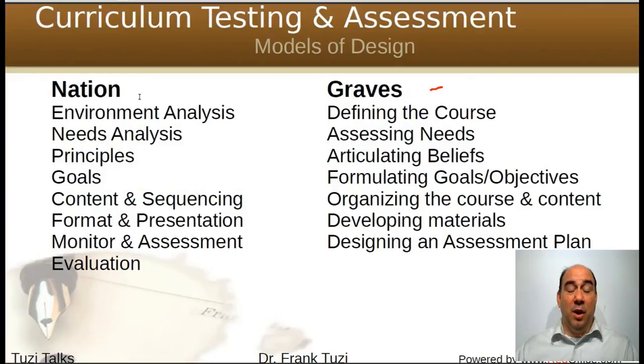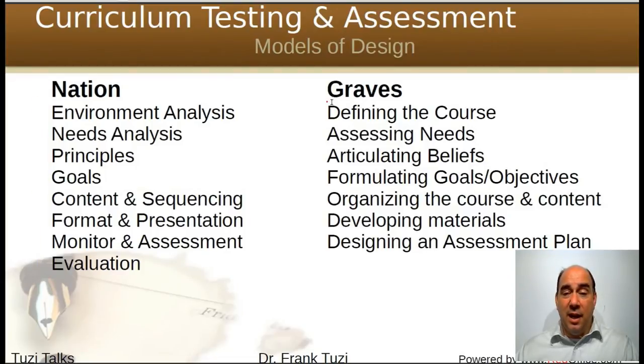The one that we've been working on most particularly is Nation. Nation is the text from which I'm getting a lot of this information. But again, the process you'll see as you compare with Graves is very similar. We've gone through these 8 processes here: environment analysis, needs analysis, remembering your principles, deciding your goals, deciding your content and sequencing, presenting it in a way that is going to be motivating to your students with regard to format and presentation. We've set up monitoring and assessment tools, and then we've learned how to evaluate the whole process so that we can do it again and make it better.